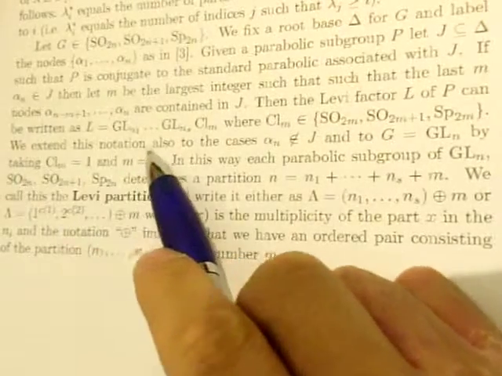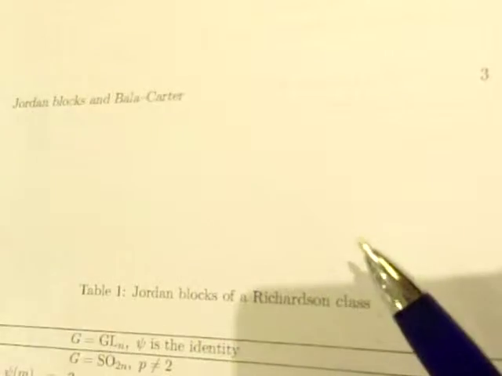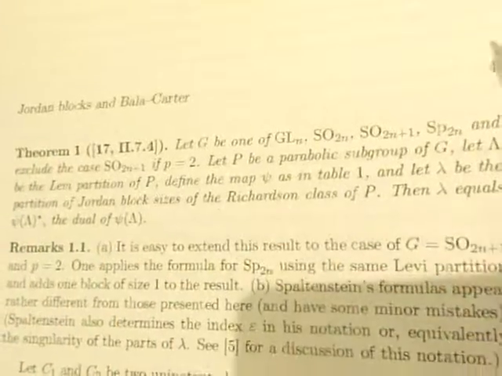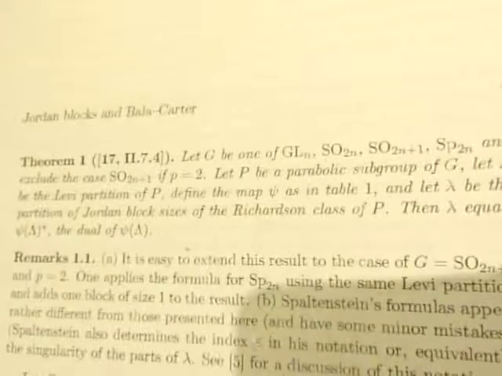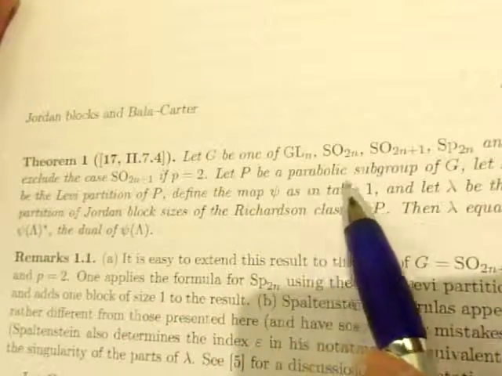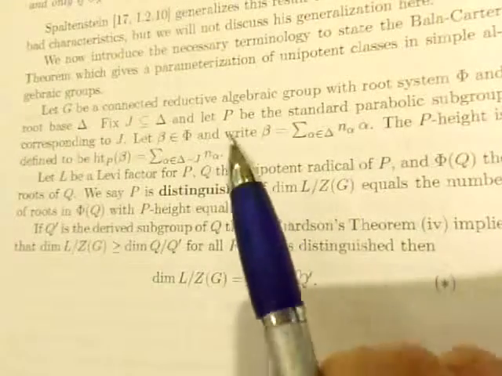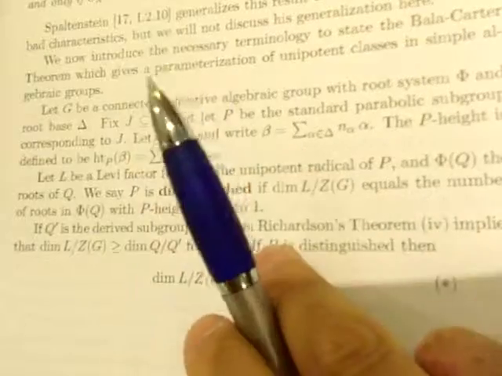We extend the notation also to the case by taking. Jordan block, Richardson. J, even, odd. Jordan block. Case: let P be a parabolic subgroup. Is it possible to generalize this result to positive characteristic?